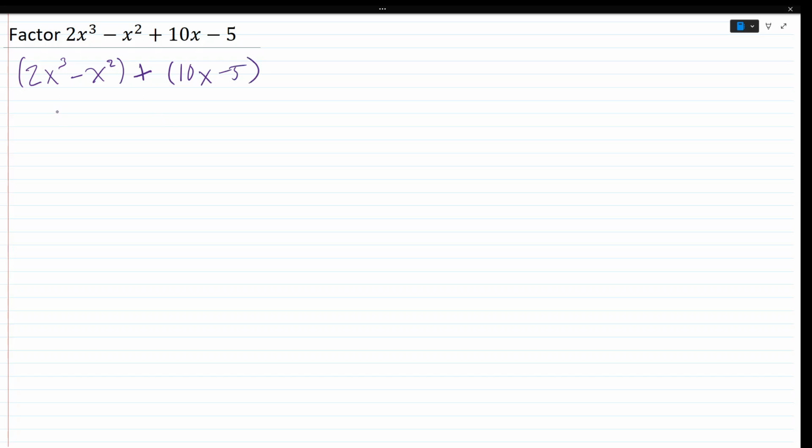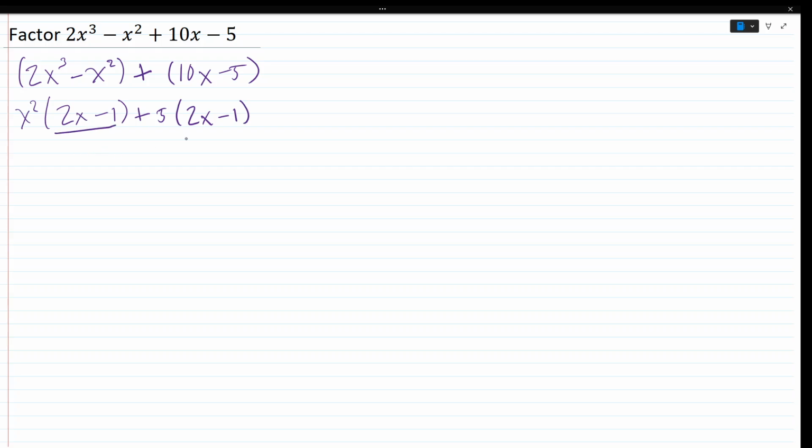Now what you do next is you look at each pair and see, can you factor out anything from those pairs? Well, from the 2x cubed minus x squared, they do have a common factor of x squared. So we could factor out the x squared, and we'd have left over 2x minus 1. And from the second pair, the 10x minus 5, well, those both have a common factor of 5, so we could factor out the 5, and we'd have left over 2x minus 1.